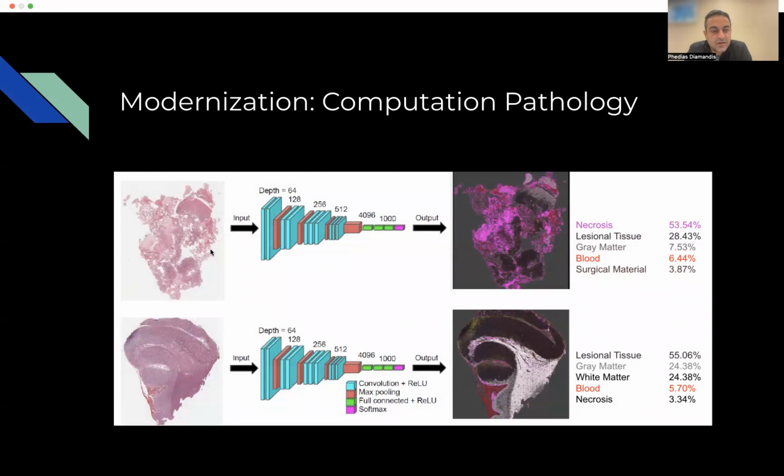So you can see here, you can take tissue, and these are whole slide images, so probably 2 by 2 centimeter sections, gigabytes of pixels, right?